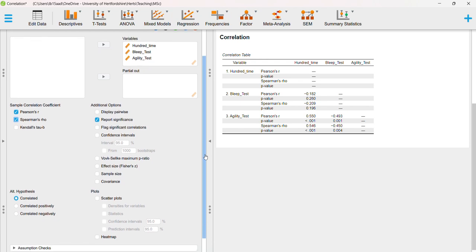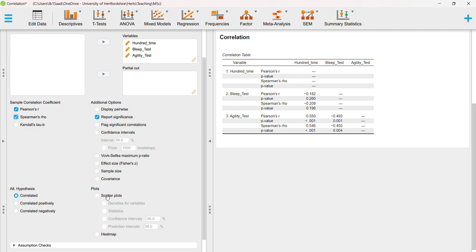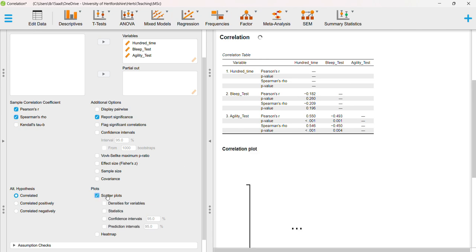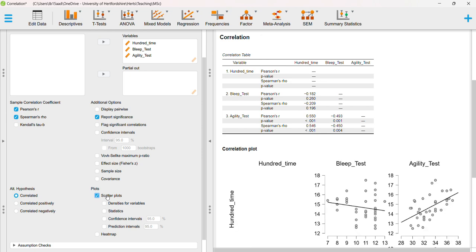What I think is always important to do is to also create your graphs. The graphs give you an idea of what you're expecting to see from your statistical test, so it helps you understand the test results a little bit better.